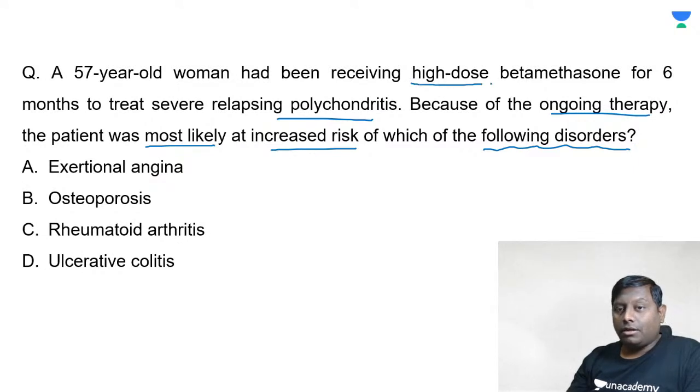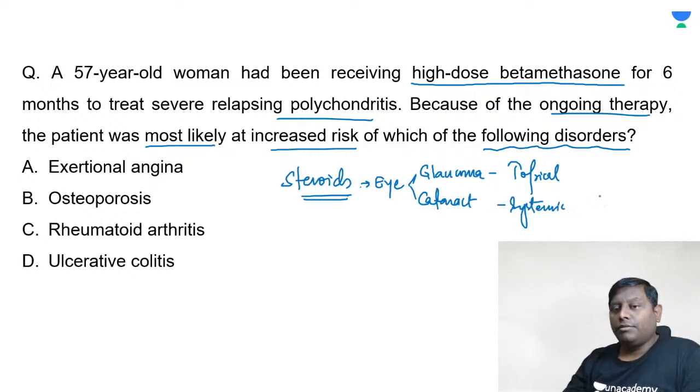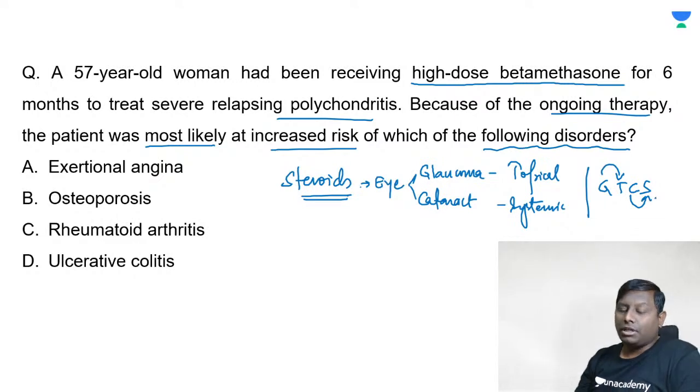The patient is on a high dose of betamethasone for 6 months. So which of these side effects is expected? Increased risk of which of the following? I think it's pretty simple. All of you are easily getting it. Steroids. Remember, if we talk about the eye, the ocular side effects: they can cause glaucoma upon topical use, and they can even cause cataract upon systemic use. I used to give you the mnemonic GTCS: glaucoma will be seen due to topical use and cataract can be seen due to systemic use.